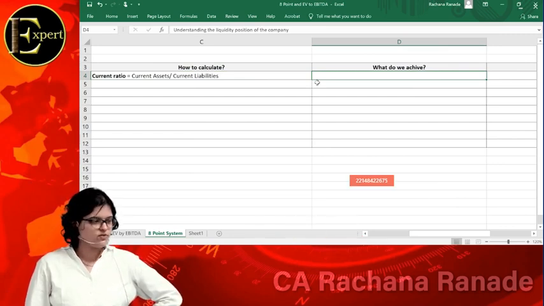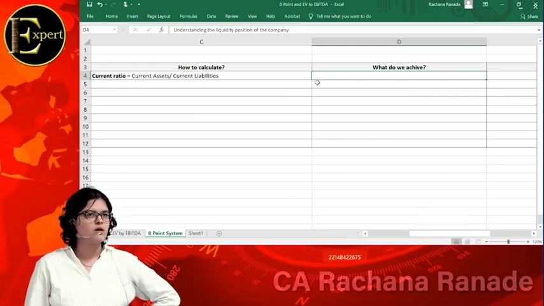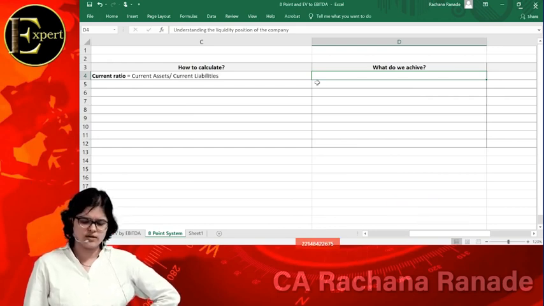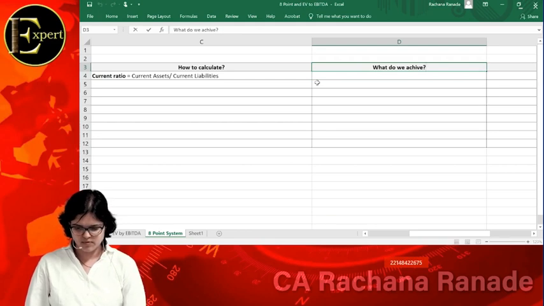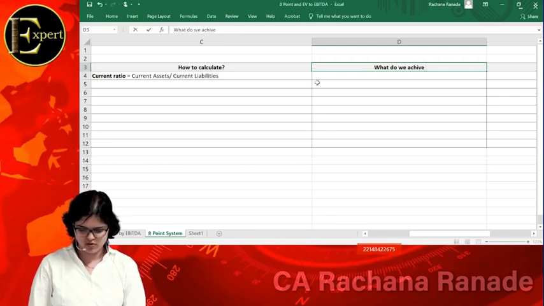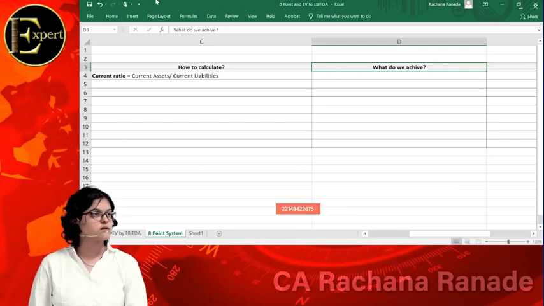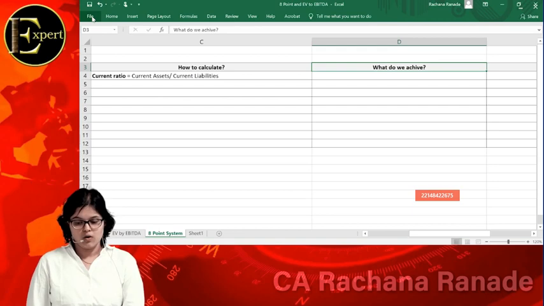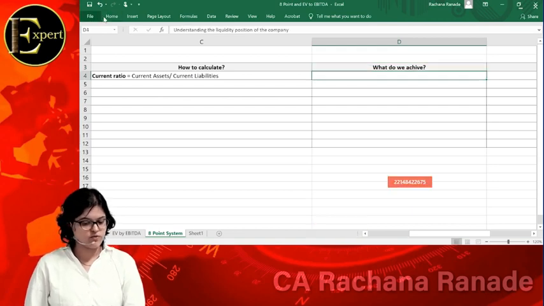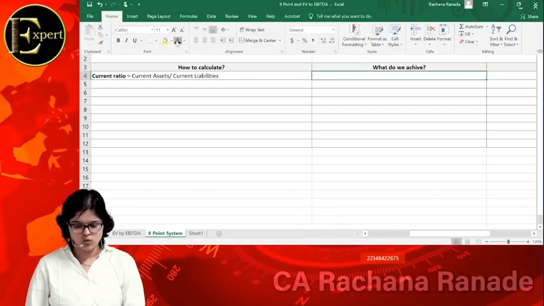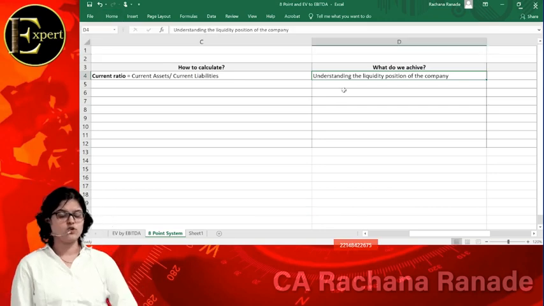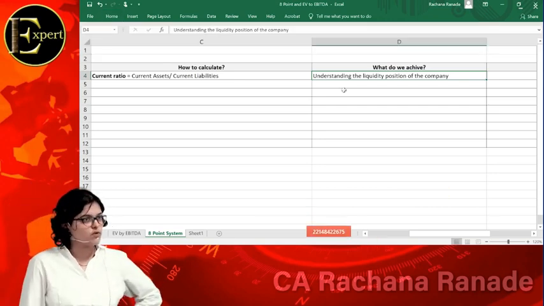Okay, what do we achieve with the current ratio? What do we achieve? What do we understand? No, understand will go into interpretation again. What do we achieve is only correct. Okay, cash position of the company. Yes. So what do we achieve? We understand the cash position or the liquidity position of the company.